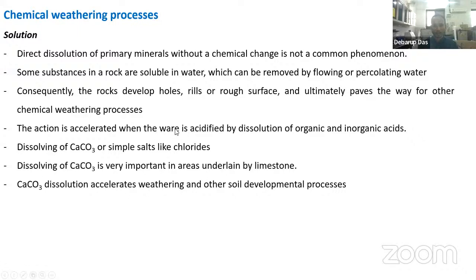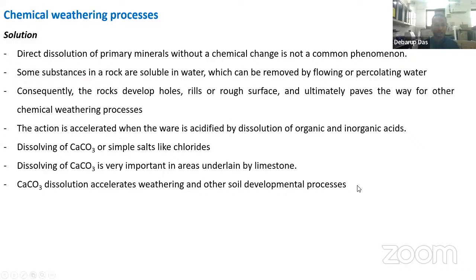water is acidified. Water is acidified by dissolution of organic and inorganic acids, dissolving calcium carbonate or simple salts like chlorides. These are examples of solution. Calcium carbonate may get dissolved by acidic water. Normal water can also dissolve chlorides. Dissolving calcium carbonate is very important in areas underlain by limestone. Calcium carbonate dissolution accelerates weathering and other soil developmental processes.